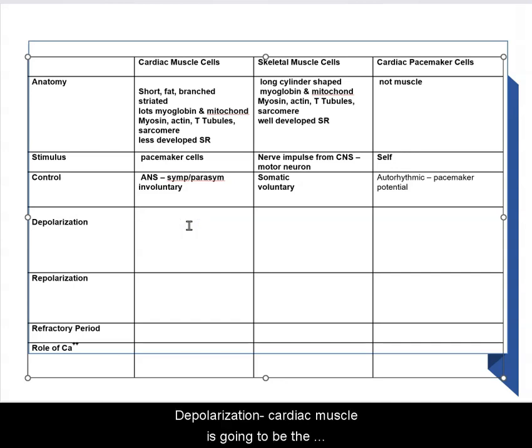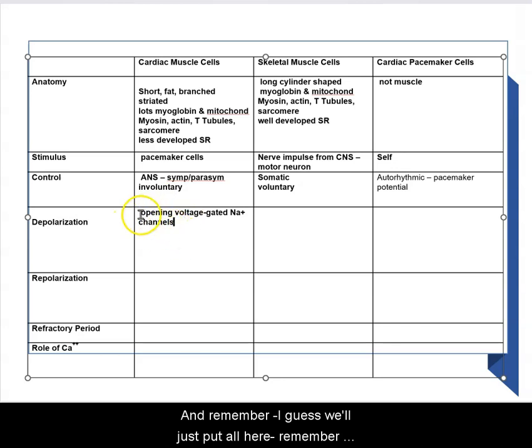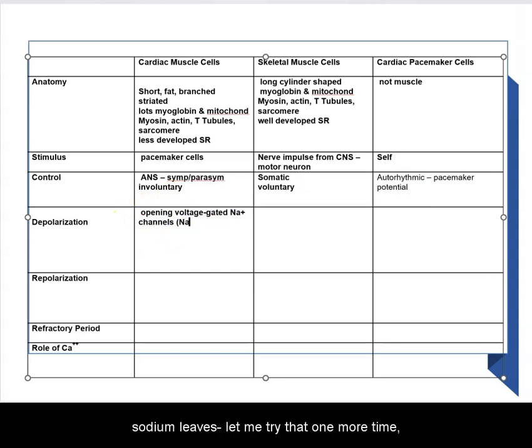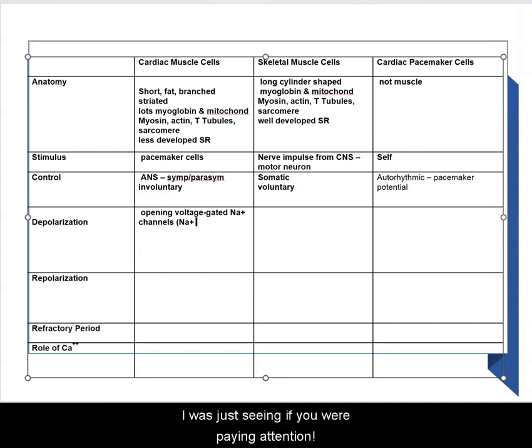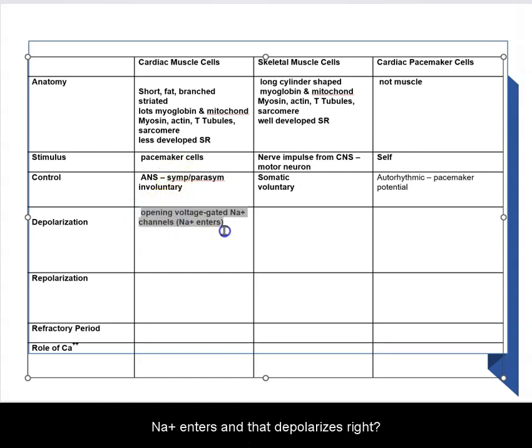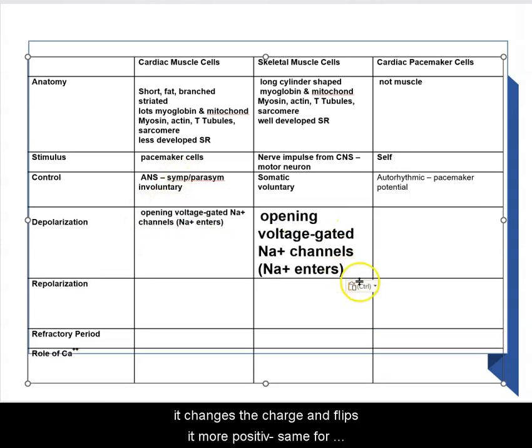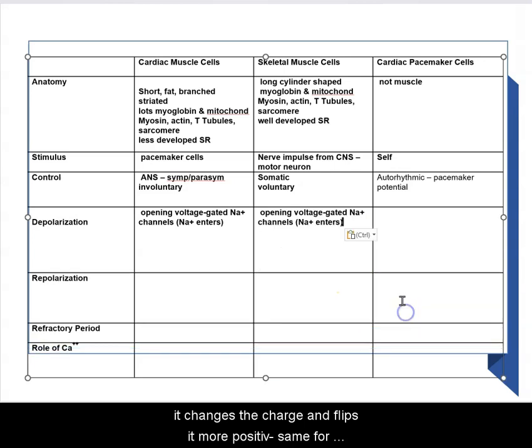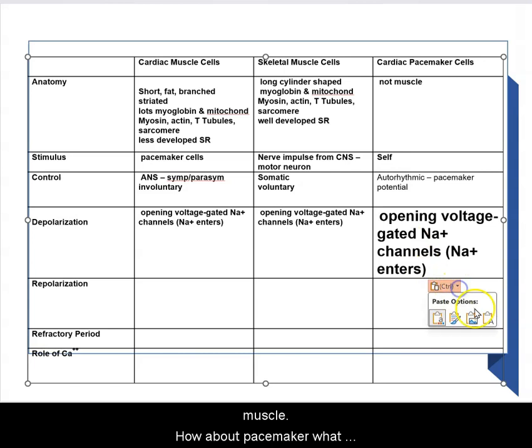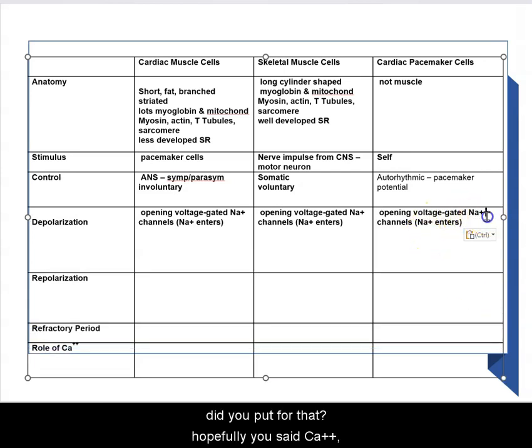Depolarization, cardiac muscle, is going to be the opening of the voltage-gated sodium channels. And remember, sodium enters, and then that depolarizes, right? It changes the charge and flips it more positive. Same for skeletal muscle. How about pacemaker? What did you put for that? Hopefully you said calcium, right? Not sodium. So it's a little bit different.